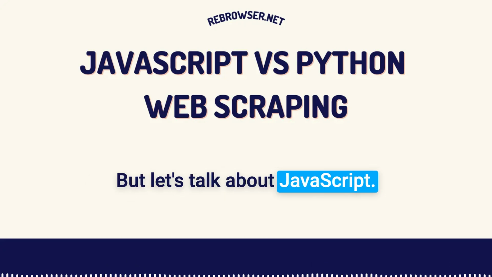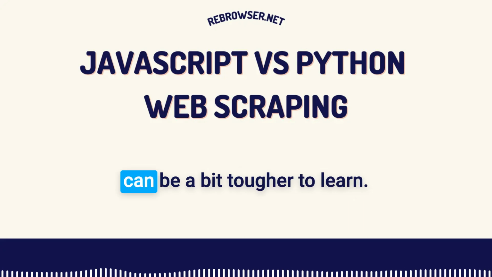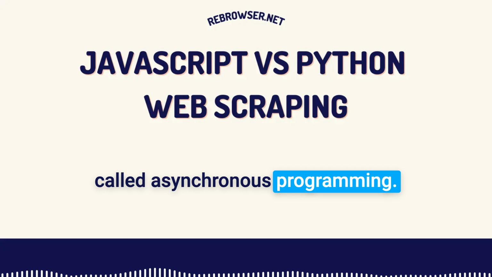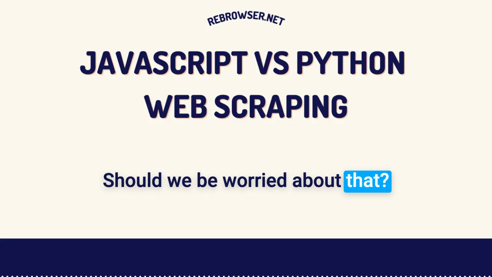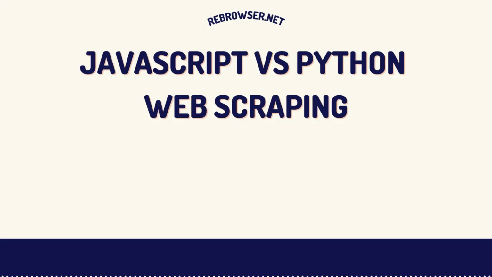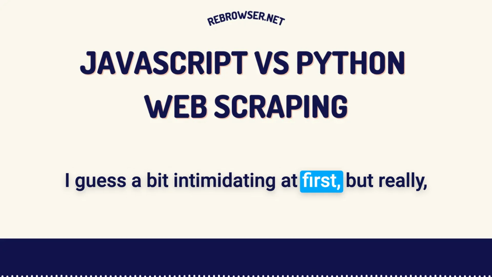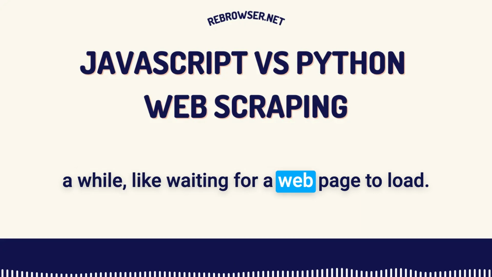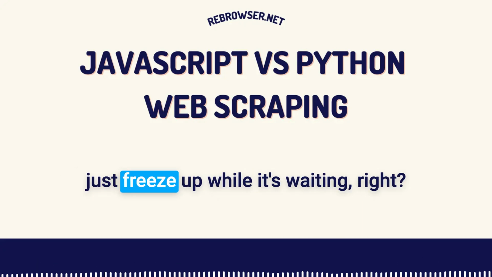But let's talk about JavaScript. The guide did mention that it can be a bit tougher to learn, especially when it comes to something called asynchronous programming. Should we be worried about that? Well, asynchronous programming can be a bit intimidating at first. But really, it's just a way to handle tasks that might take a while. Like waiting for a web page to load. You don't want your whole program to just freeze up while it's waiting, right?